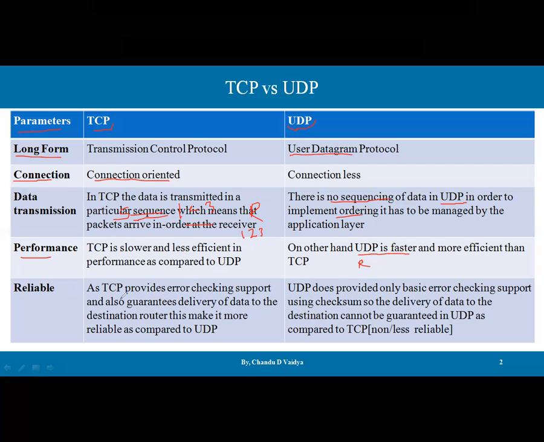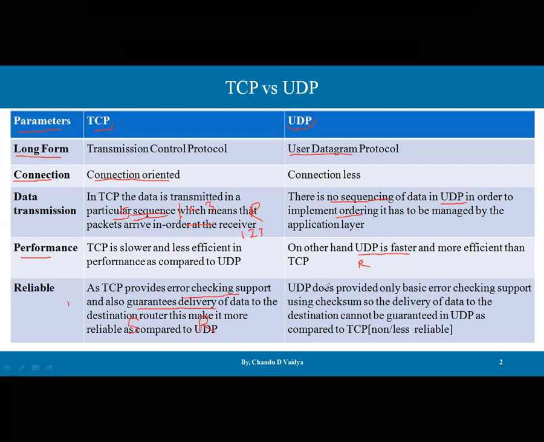Then reliability. TCP provides error checking support and also guarantees the delivery of the data to the destination. This makes it more reliable as compared to UDP. TCP is reliable because it has error checking support and also guarantees delivery. That is, whatever item is sent by the source should reach the receiver. If there is any packet loss, retransmission can also happen.